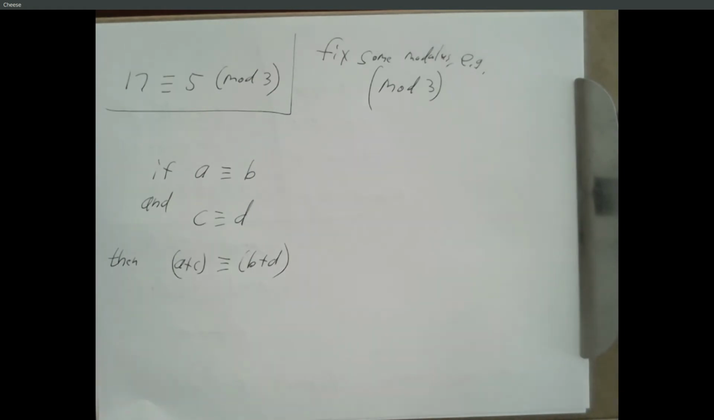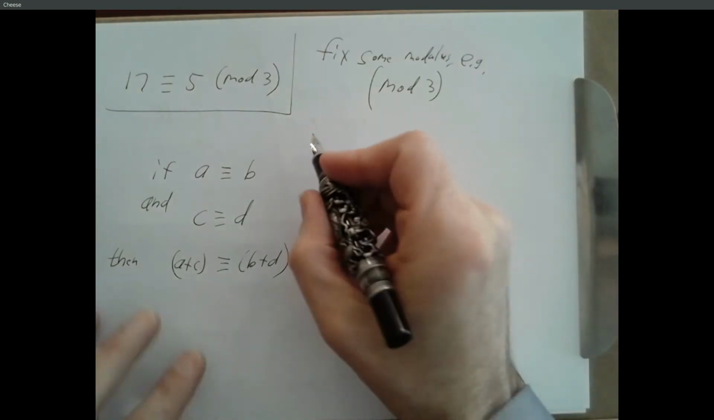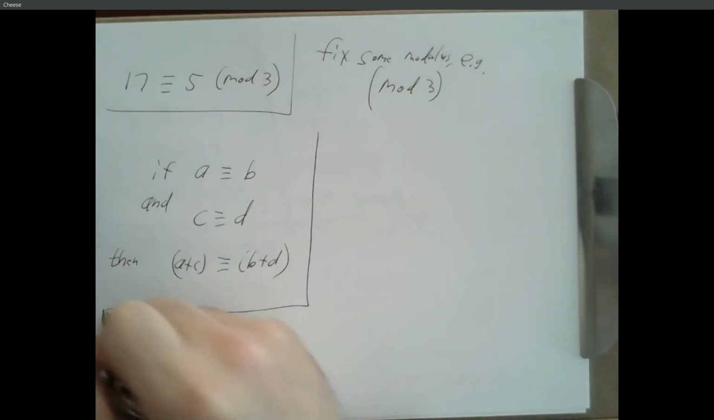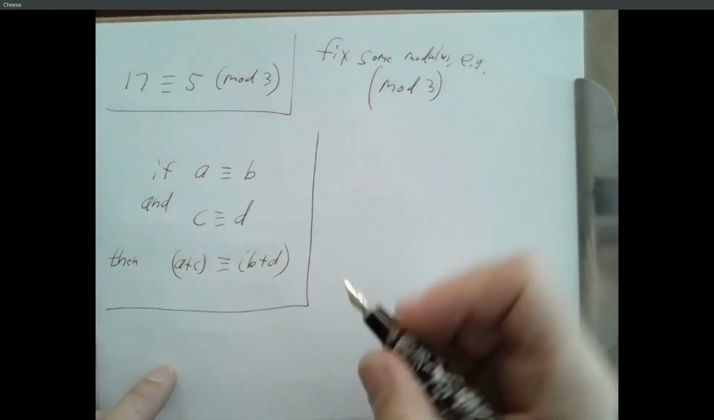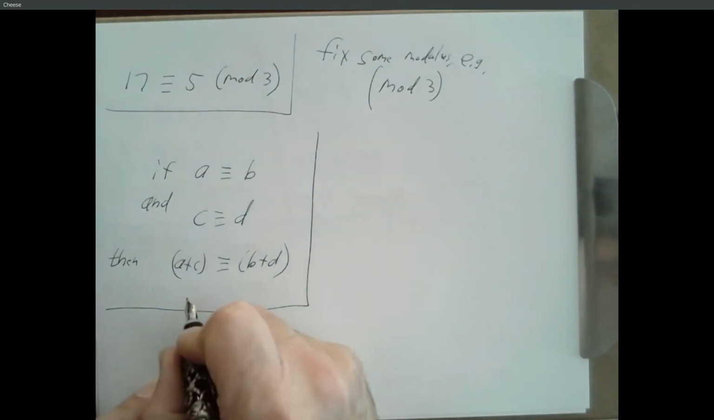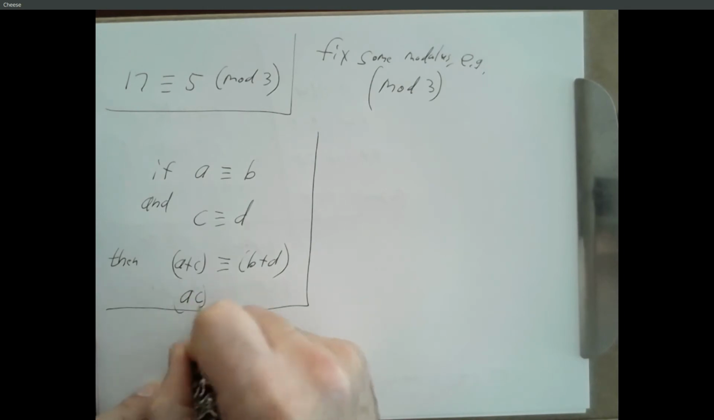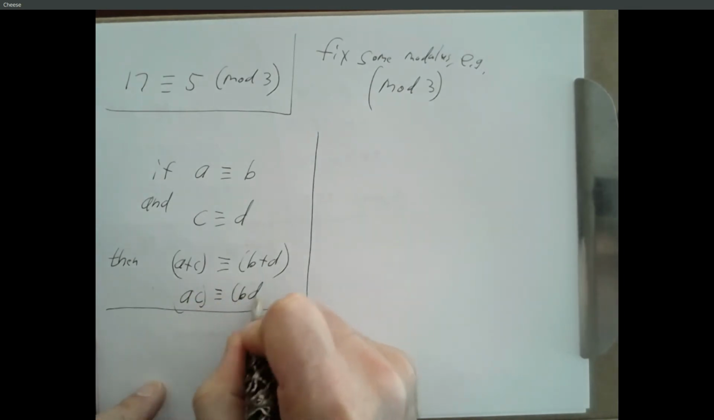And this also works with multiplication. So if A is congruent to B and C is congruent to D, then A times C is congruent to B times D.